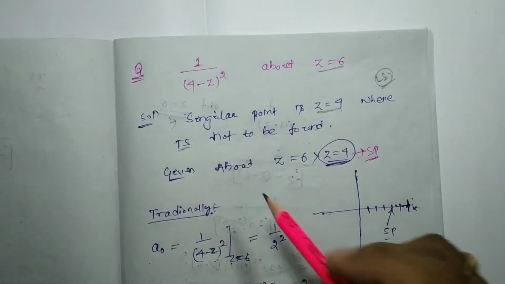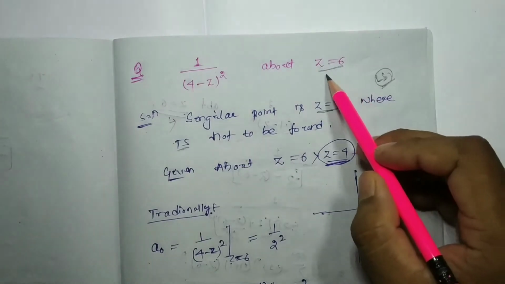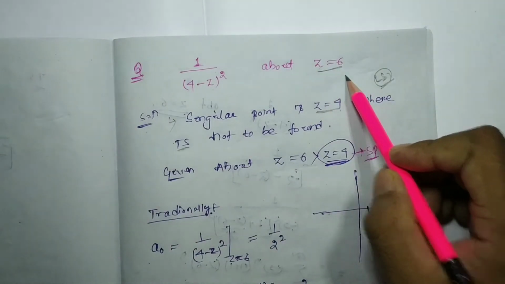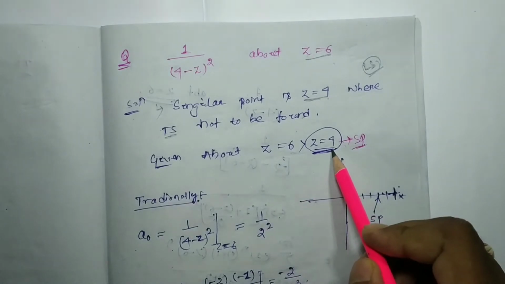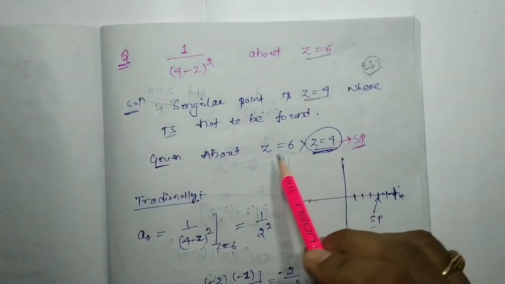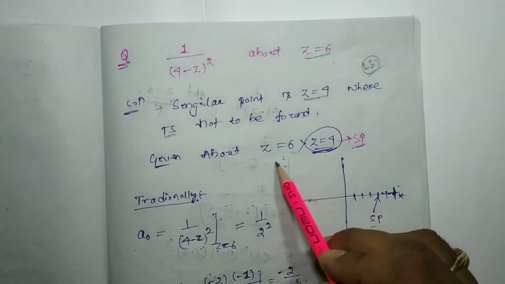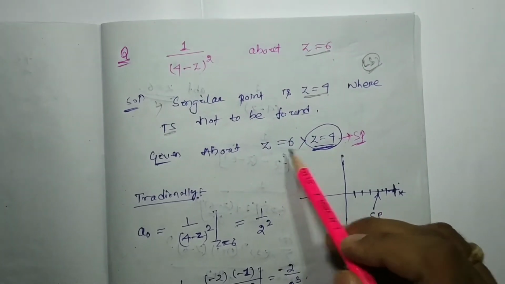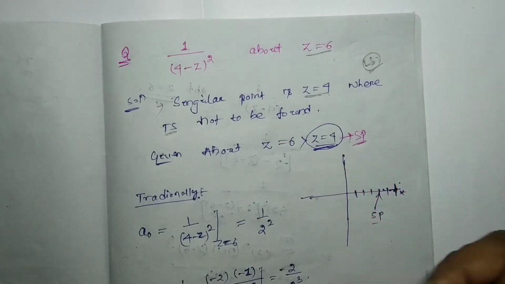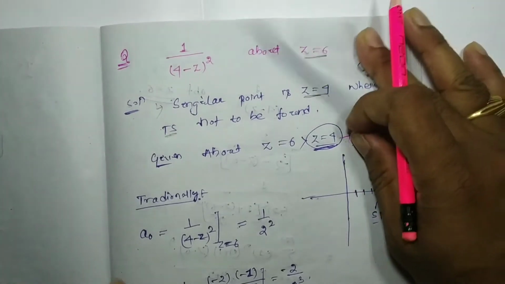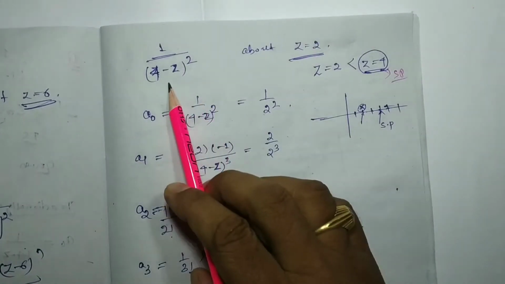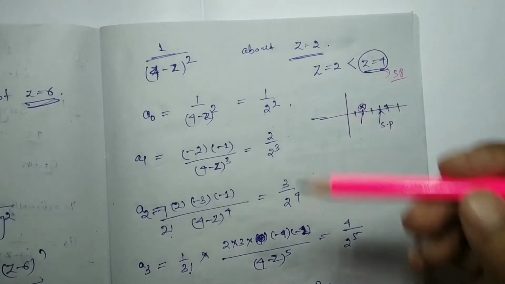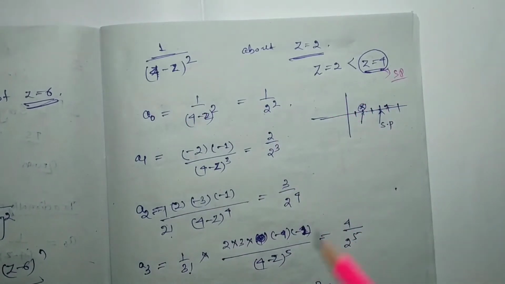Now here we consider the point z equal to 6, which is greater than that of the singular point. If we are going to consider a point where we have to find the Taylor series which is greater than that of the singular point, then what is going to happen? If we consider the same question and z equal to 2, which is less than that of the singular point, then what will be the answer, that we are going to discuss.